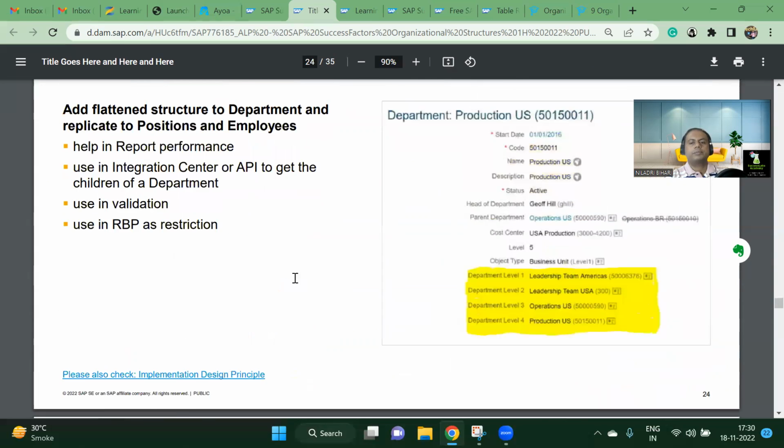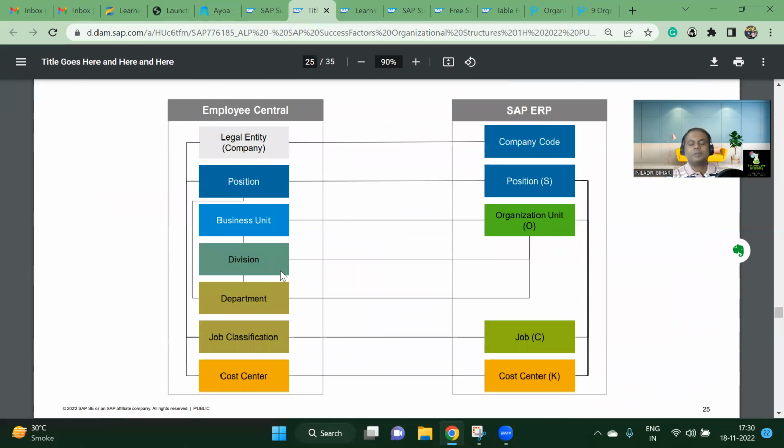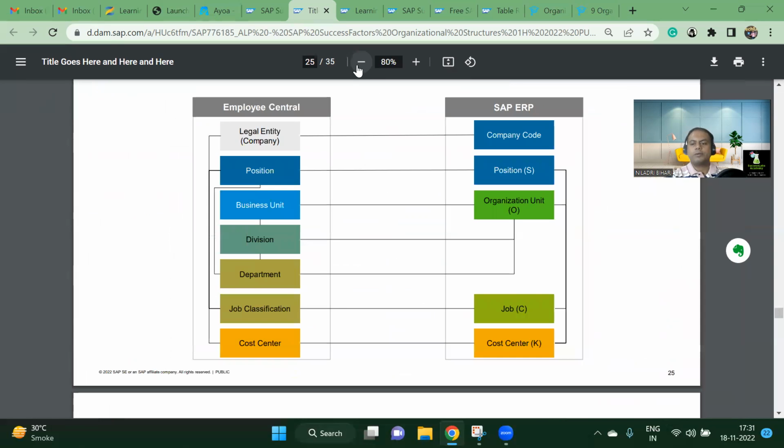Now, one of the tasks which I have given already, the answer is there. People who are coming from SAP HCM, this screen is specifically for you. Whatever I have talked about for the last 1 hour has been summarized here in this diagram, showing how it has been mapped. You can see on the left-hand side we have Employee Central, and on the right-hand side we have SAP ERP HCM.